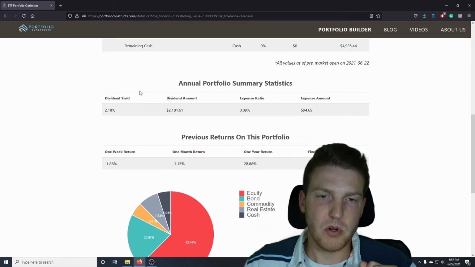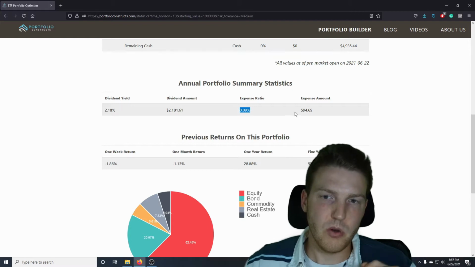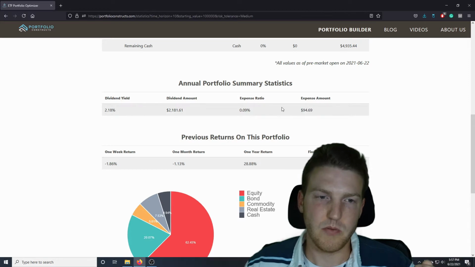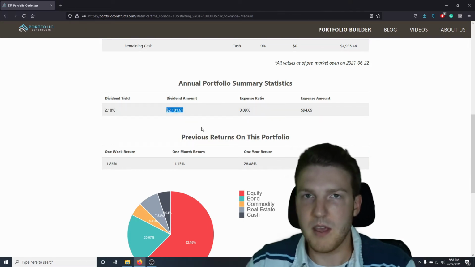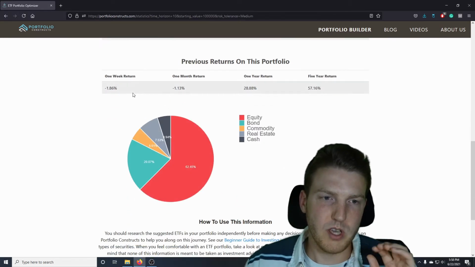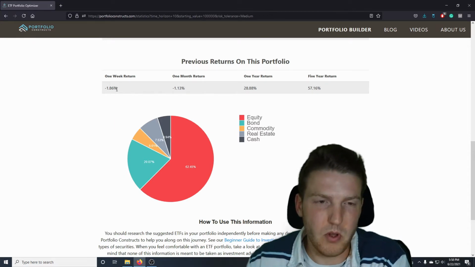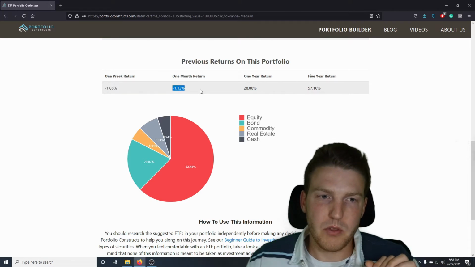And then also the person can see at the end what is their expected expense ratio and how much they would pay in total expenses over the course of the year if they did invest in this portfolio, and what sort of dividend yield they could expect from this portfolio, as well as the total amount of dividends that they might expect just based on the historicals. And then it also aggregates and shows what the return of this portfolio would have been if you had invested a week ago versus a month ago versus a year ago and versus 5 years ago.